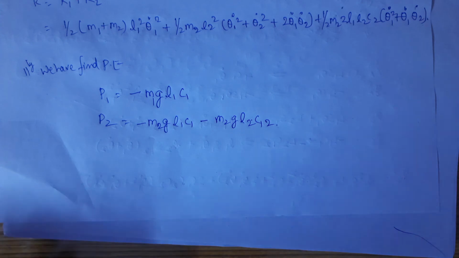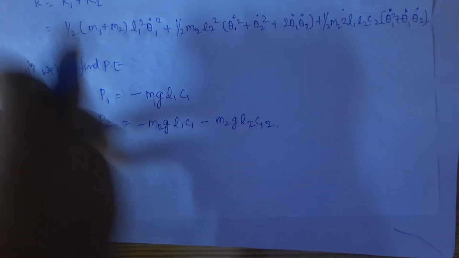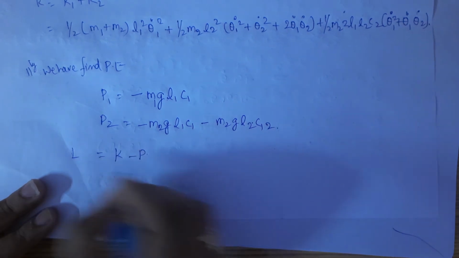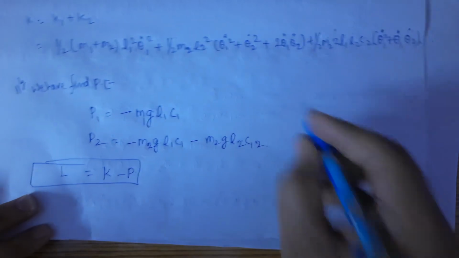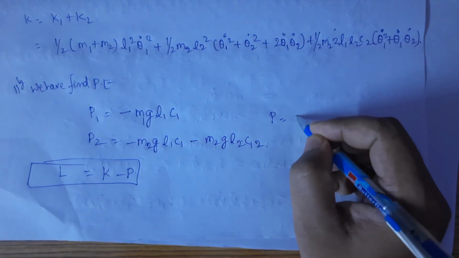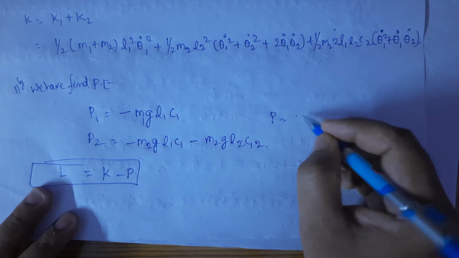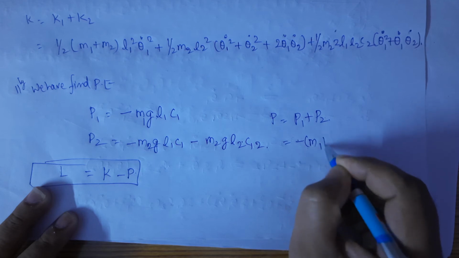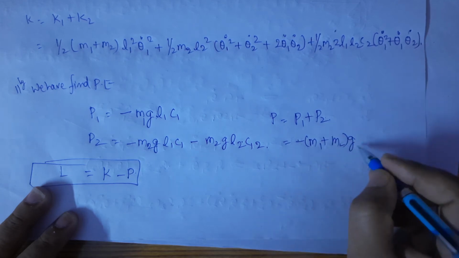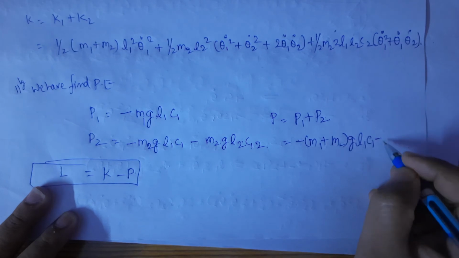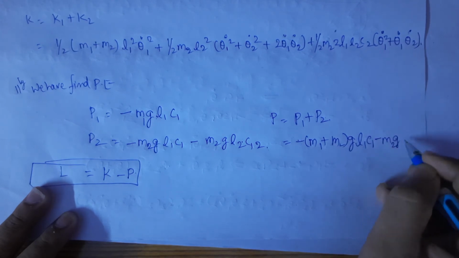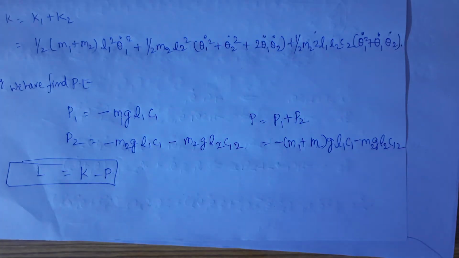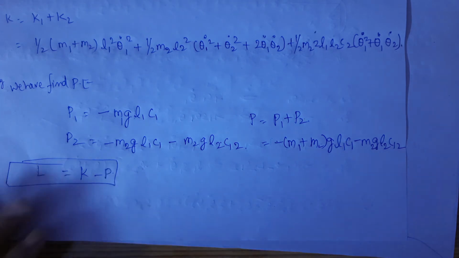Now we have to substitute the entire kinetic energy and potential energy into the equation, kinetic energy minus potential energy. So the entire potential energy P, P1 plus P2, is equal to minus (m1 plus m2) into g into L1 cos theta 1 minus m2 g L2 cos of theta 1 plus theta 2. Okay, so this is the value of potential energy.